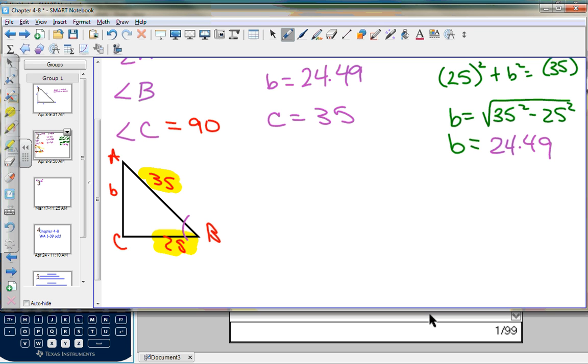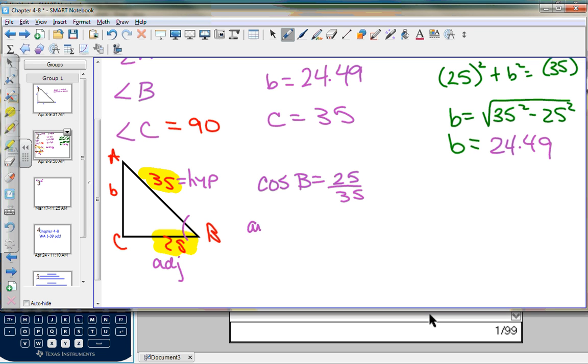what is 25 according to angle B? And what is 35 according to angle B? Hypotenuse. What trig function deals with adjacent and hypotenuse? Cosine. So the cosine of angle B is going to be equal to 25 over 35. How do I get rid of the cosine? I cannot divide by it. It's so they connect the negative.